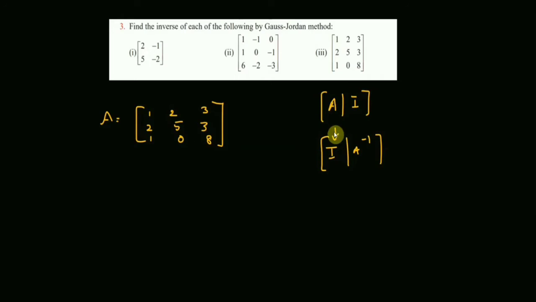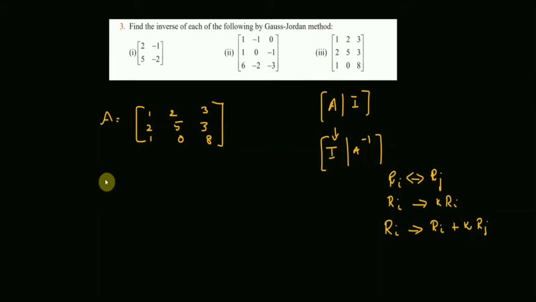To convert matrix A into the identity matrix, we are going to do elementary row operations. You already know them: you can interchange two rows, you can multiply a row by a constant k, and you can add a multiple of another row to a particular row. These are the three elementary operations. You can do all this and convert matrix A into matrix I.